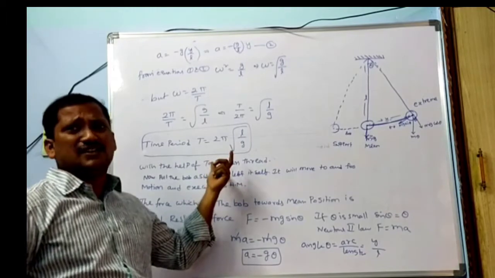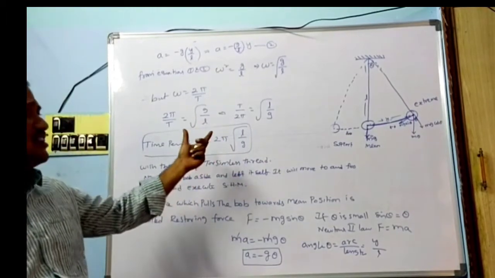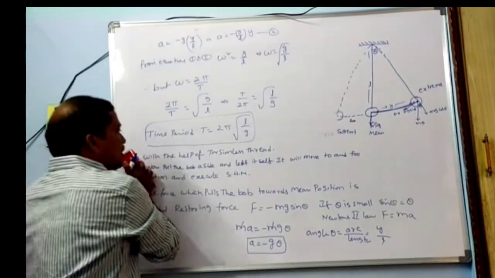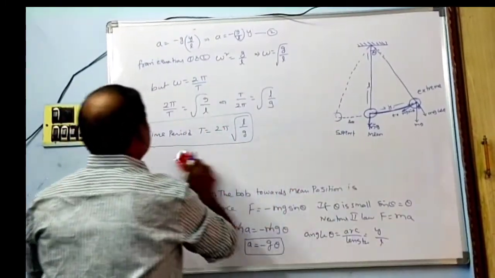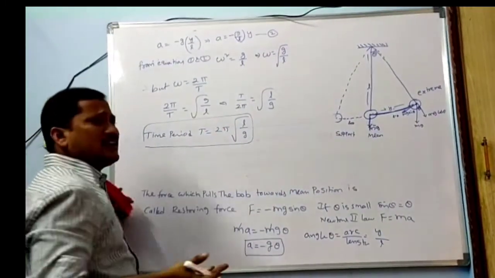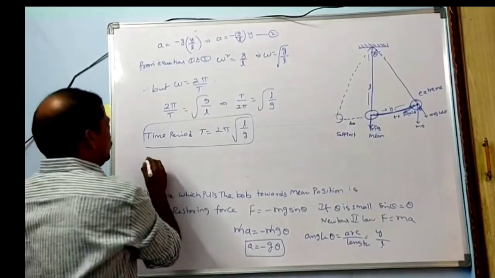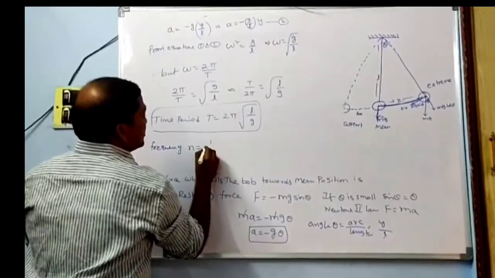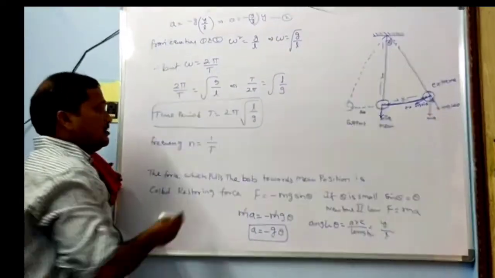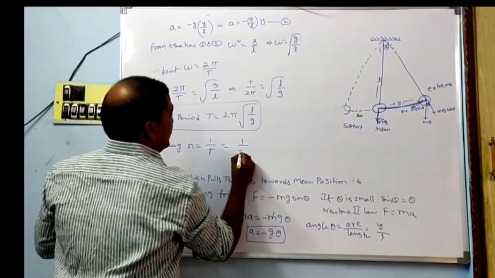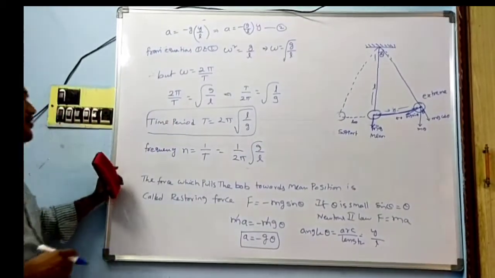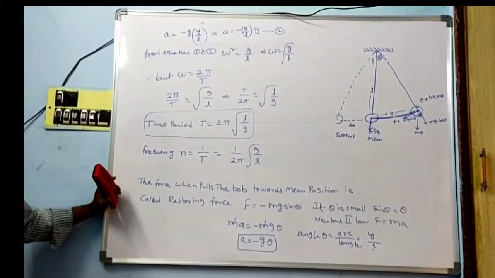Some other method is also there. This is the simplest method from an understanding point of view. It's very easy to remember. So now from this time period, I can find the frequency also. As we know, frequency n is nothing but the reciprocal of time period. So we can write it like this: 1 by 2 pi under root G by L. This is the formula for the frequency.